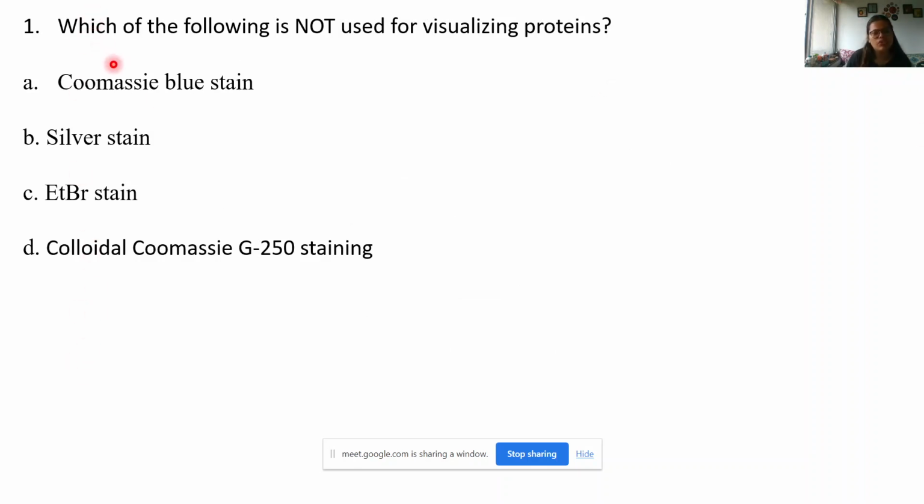This is the first question. Which of the following is not used for visualizing proteins? These are basically different dyes which are used when you want to see the proteins after doing your SDS-PAGE or two-dimensional electrophoresis. Can I have some answer? Can someone answer this? It's very simple. If you have gone through the videos, I think you will be able to answer this.